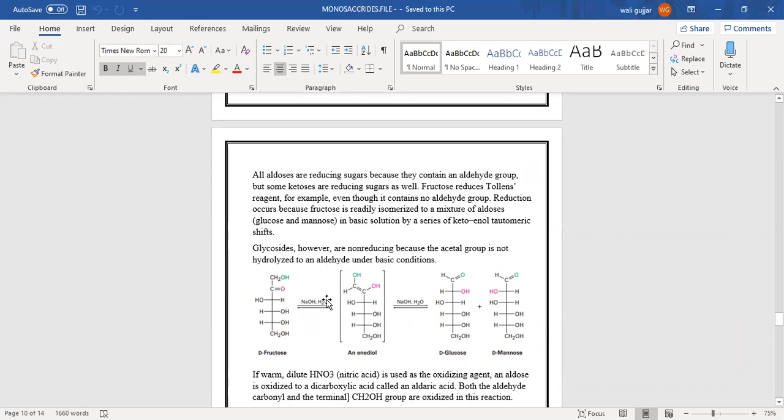So D-fructose, when reacted with sodium hydroxide in the presence of water, forms an enediol, and in the presence of sodium hydroxide and water forms D-glucose and D-mannose.